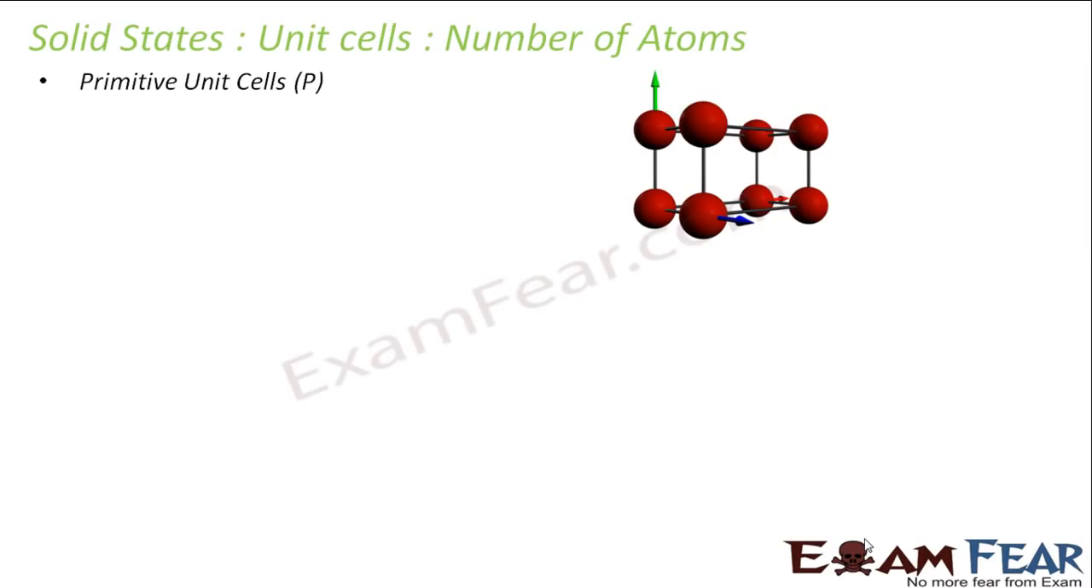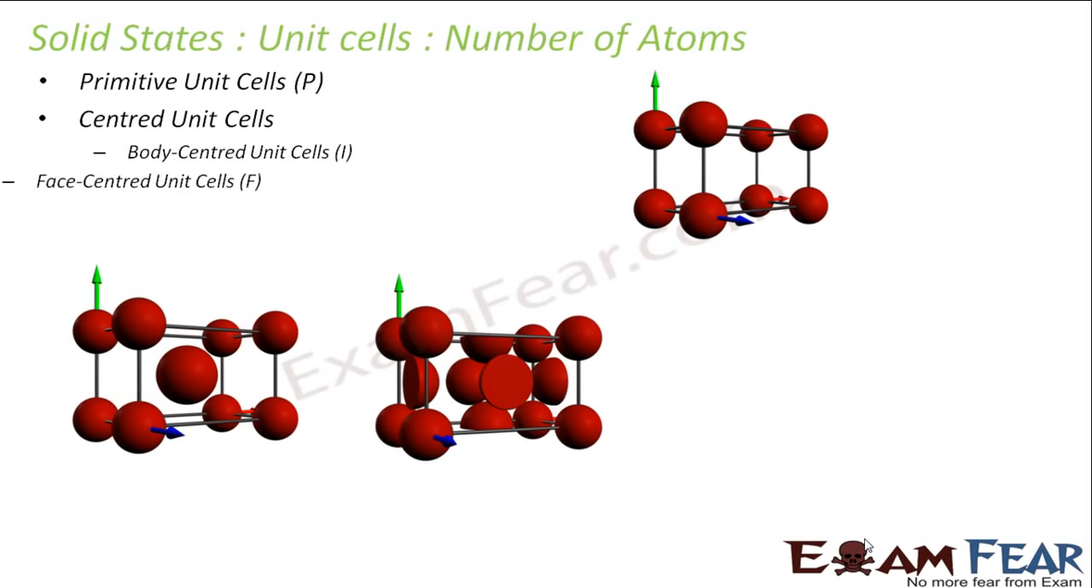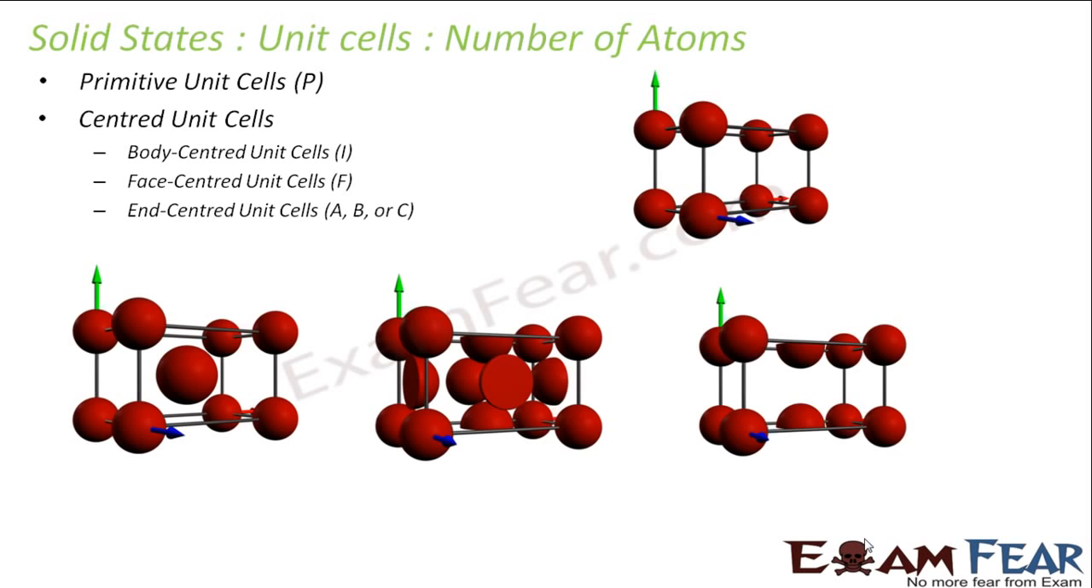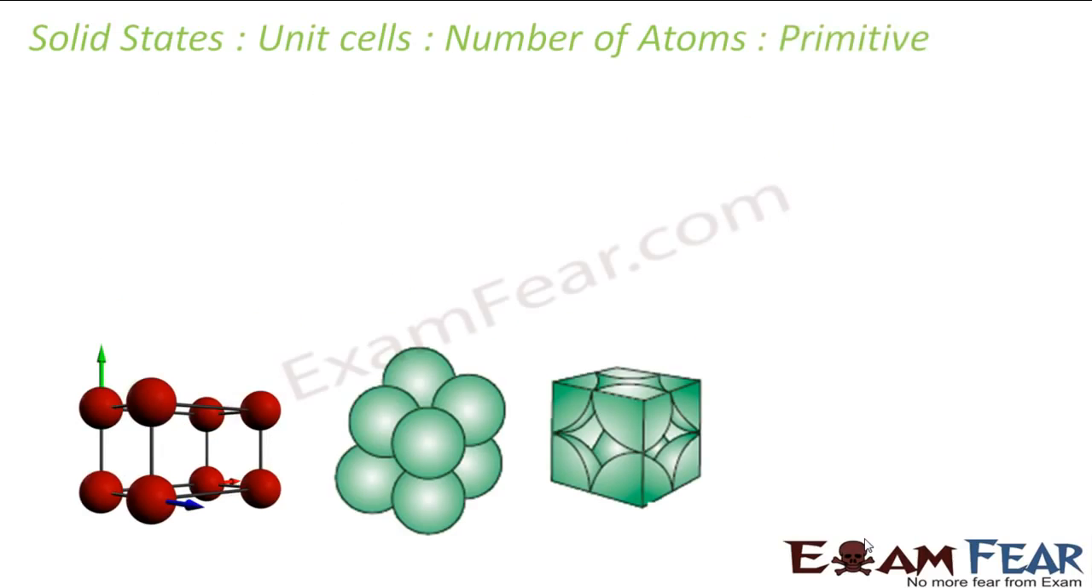Primitive unit cells are the ones which have atoms only in the corners, right? So we'll discuss the number of atoms for the primitive unit cells and centered unit cells. In centered we have three types. We'll discuss the number of atoms for all of these. So let's start with the primitive.